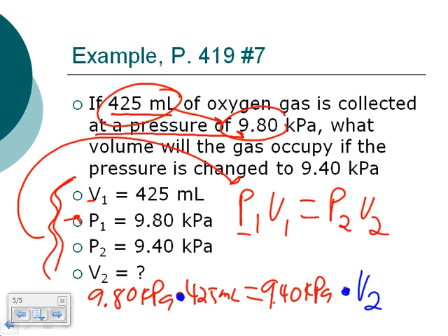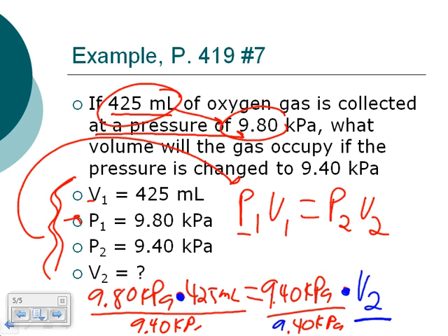Now it's just simple algebra. Divide it out. You need to get your unknown, your V2, on the one side. So you need to take everything on that side and divide by 9.40 kilopascals. Whatever you do to one side, you must do on the other side, so 9.40 kilopascals. And now we can do our calculations. Do 9.80 times 425 divided by 9.40, and we will get our answer for V2.